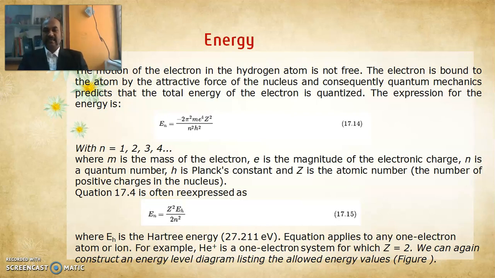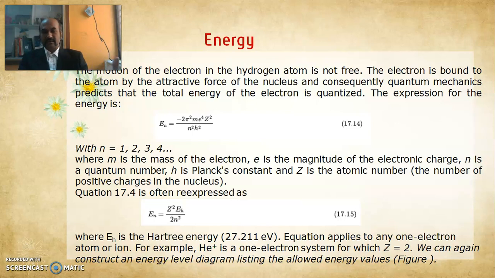The expression for the energy is E_n equal to minus 2 pi square m e to the power 4 into Z square, whole divided by n square h square, and we will call it equation 14, where again the value of n is any positive integer, that is 1, 2, 3, 4 and so on, where m is the mass of the electron, e is the magnitude of the electronic charge, n is a quantum number, h is, as all of you know, the Planck's constant, and Z is the atomic number, the number of positive charges in the nucleus.